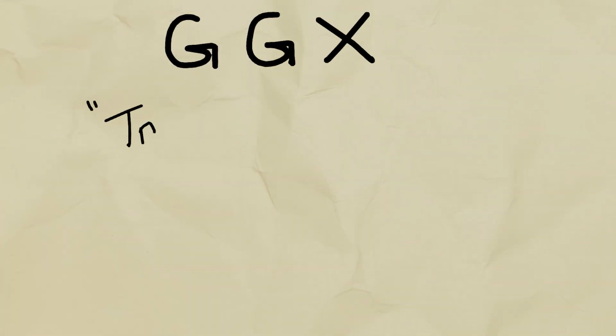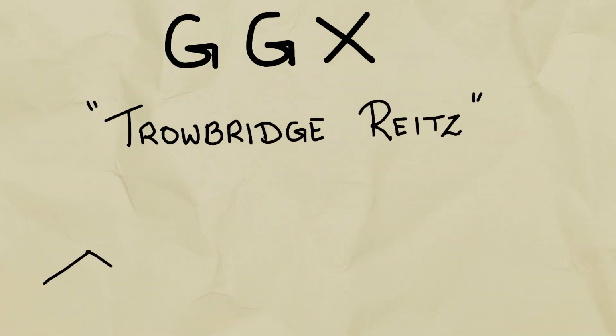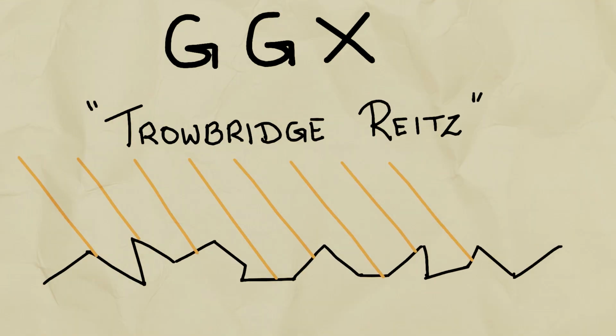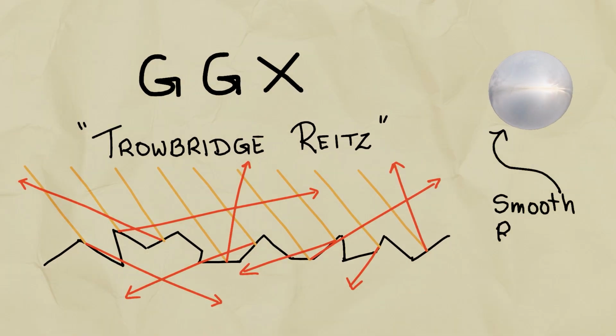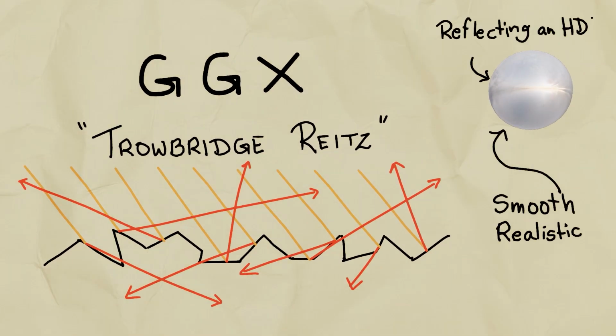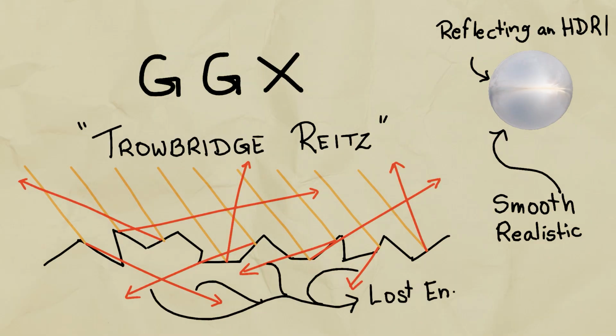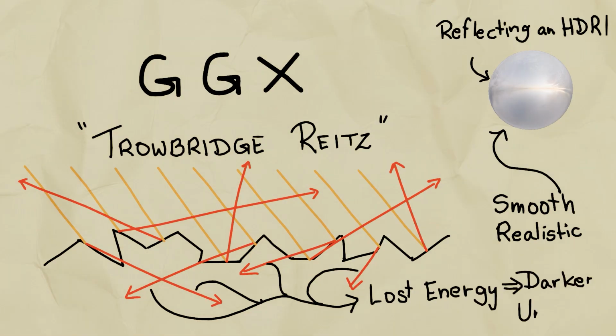GGX actually stands for Trowbridge-Reitz and is the default in Blender and is used by most modern renderers. It gives a smoother, more realistic highlight and works well with HDRI lighting. However, GGX has one caveat. It tends to lose energy when roughness is high. That makes the reflections look unnaturally dim.